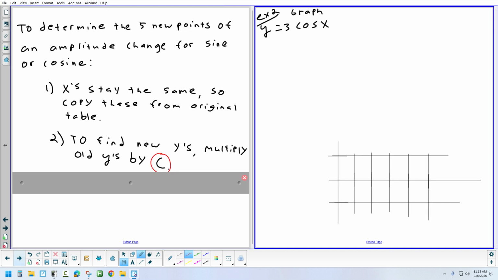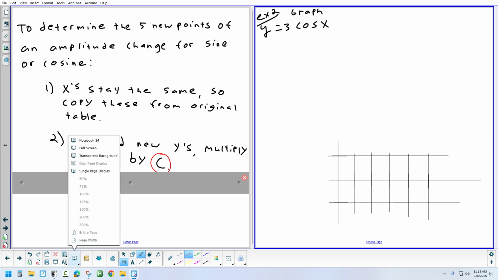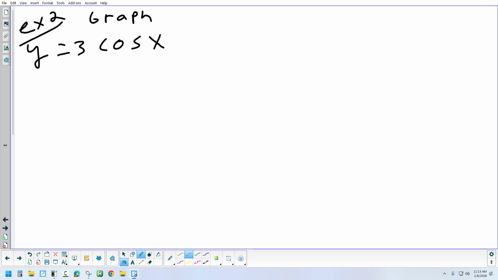Right. Let's try 3 cosine x. What kind of arithmetic are we doing to the cosine function? Add, subtract, multiply, or divide. Yep, we are multiplying. And because we are multiplying, that makes it what kind of transformation, just in general? Yeah, makes it a stretch. Any multiplication is a stretch or compression. But specifically, we are multiplying on the outside. So that makes it what kind of stretch? Yep, vertical.